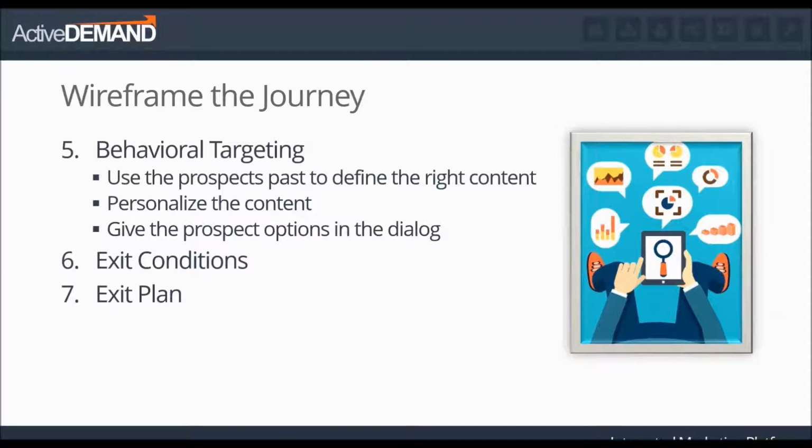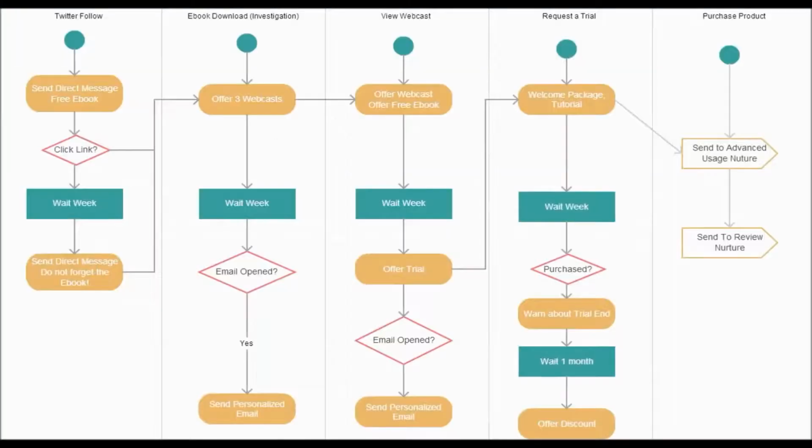People are leaving your nurture campaign. Does it now enter them into another campaign, or what are you doing if they leave? So think about this in the wireframe of the journey. So I have a flow diagram here as an example. And it's sort of a generic example, but it shows how, for example, you can wireframe a conversation.